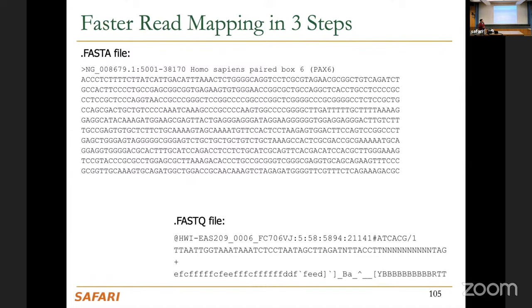The FASTA file contains the sequences of the read, right? The ATGCs, the DNA fragment. It also contains an ID associated with that read so that we can identify that particular read later on. And the FASTQ file is a very similar version of it. What it adds on top of it is these quality scores.